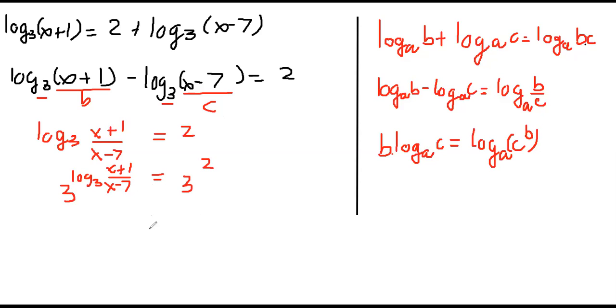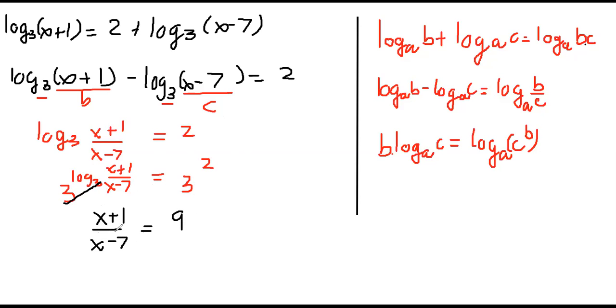Once you get rid of the 3, you can get rid of the log over here. So it will remain x plus 1 over x minus 7 equal to 3 to the power of 2, which is 9. So it's going to be 9.